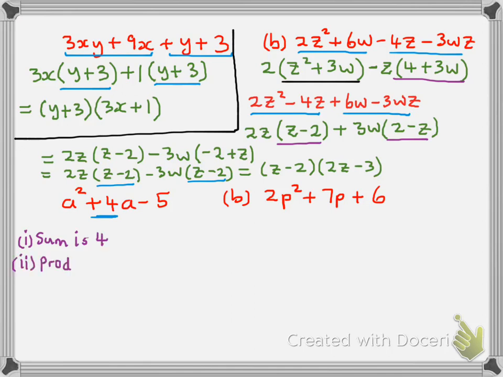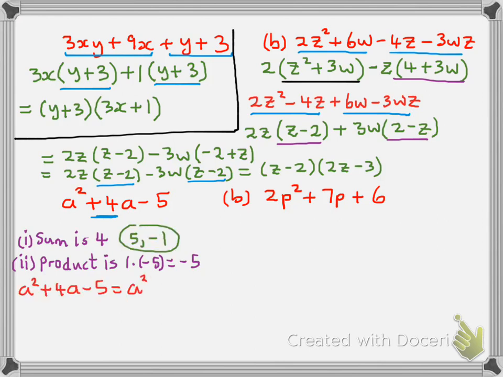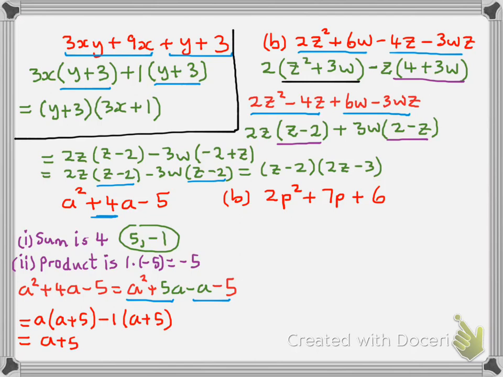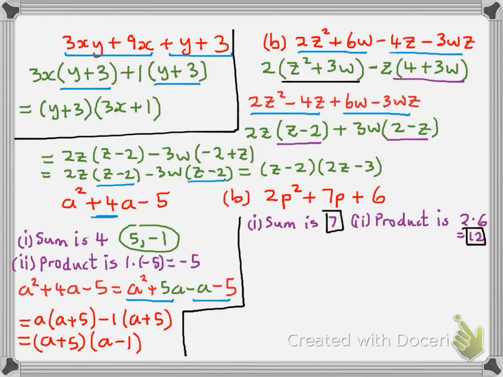And finally, to factor the trinomials, we are looking for two numbers whose sum is 4 and whose product is negative 5. In this case, the numbers will be 5 and negative 1, and you can rearrange as we have shown before, and your result will be a plus 5 and a minus 1. And for the last example here, you do the same thing. You are looking for two numbers whose sum is 7 and whose product is 12. That is 4 and 3 in this case.